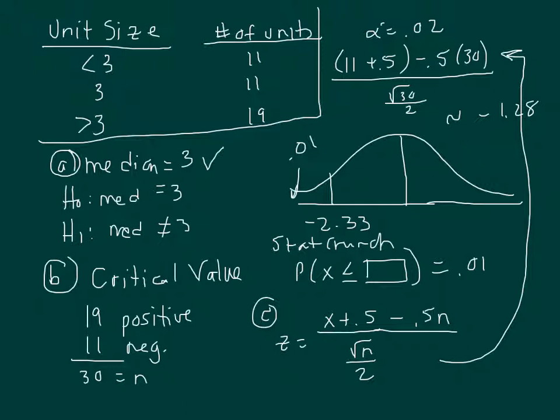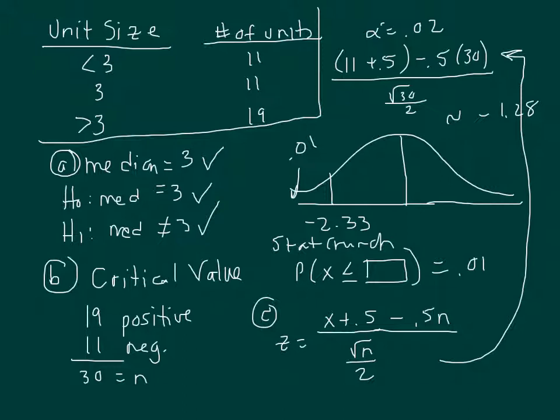And so the claim is, clearly what they state is that the median is 3. Remember, for your null hypothesis, the equal sign is always with the null hypothesis. So the null hypothesis is median equals 3, and the alternative would be median is not equal to 3. Now part B is a critical value.